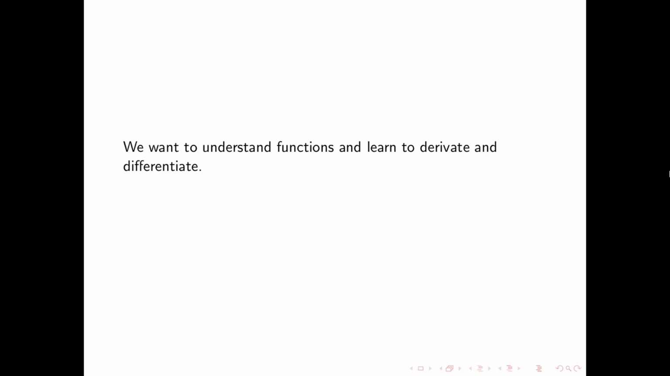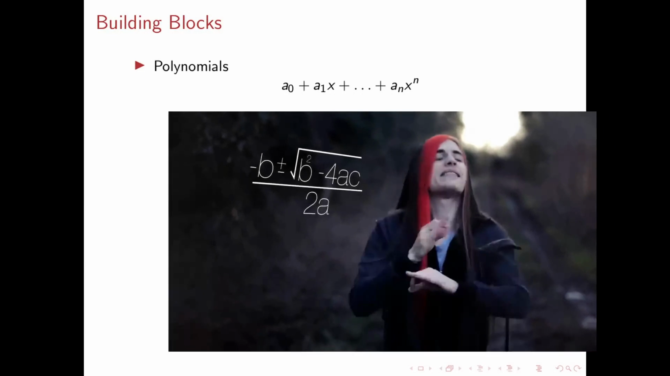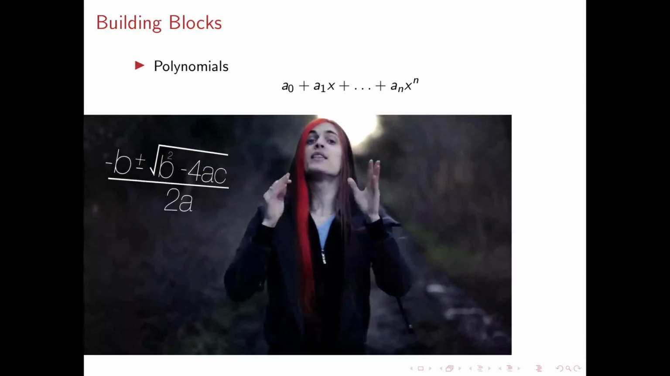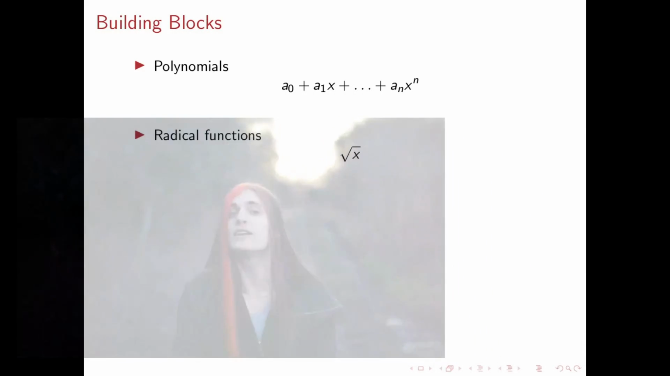The way we do this is by looking at functions that are easy to understand, and we use these easier functions as building blocks. The easiest functions are polynomials. These are easier to understand. That's why we study them in school. We learn equations for lines and the quadratic equation very early in our education.